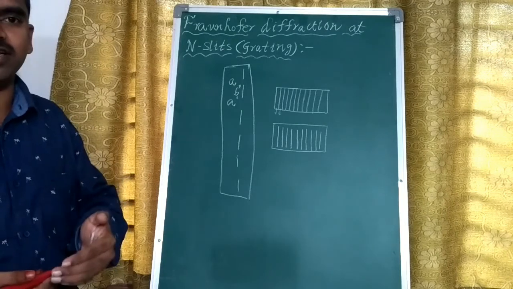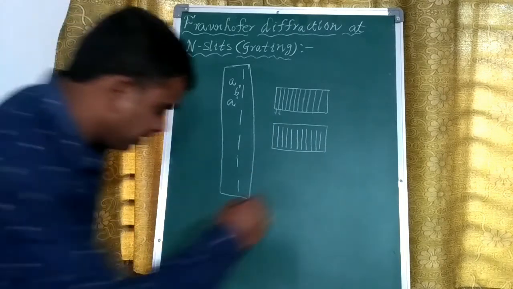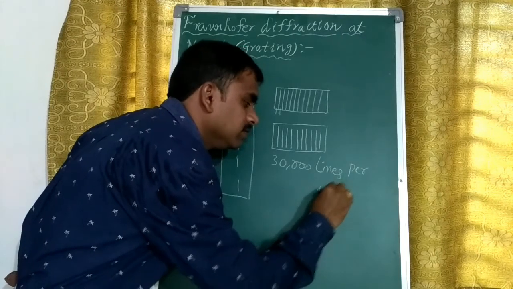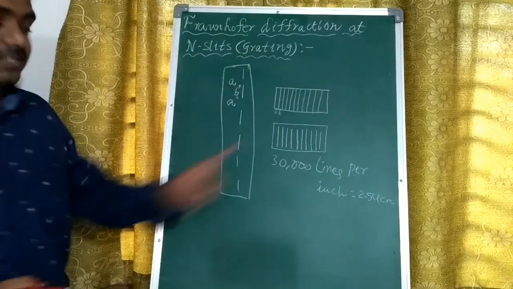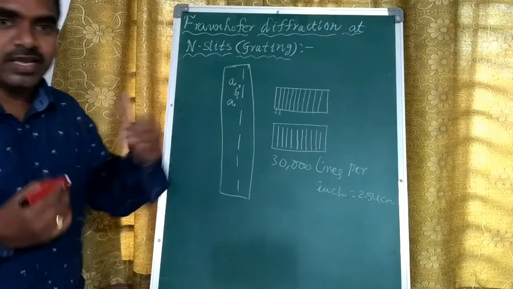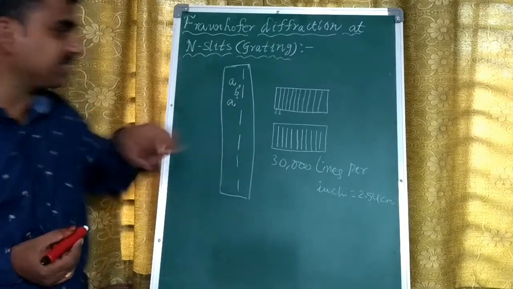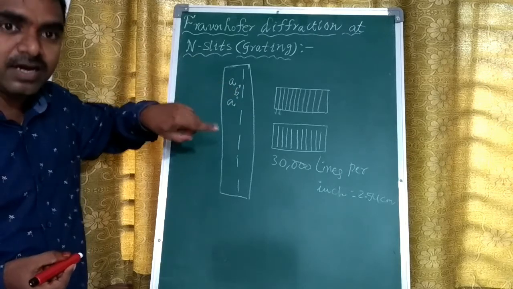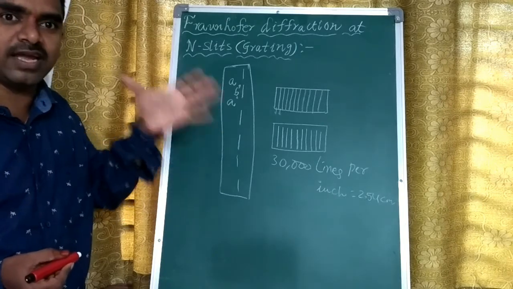Actually, an excellent grating has 30,000 lines per inch. How many lines? 30,000 lines per inch. That means 1 inch, equal to 2.54 centimeters, had 30,000 lines drawn with the diamond pointer. Wherever we draw a line, it acts like a rough surface, that means an opaque barrier, not allowing the light. In between, the undrawn position acts like a slit, allowing the light to pass through.